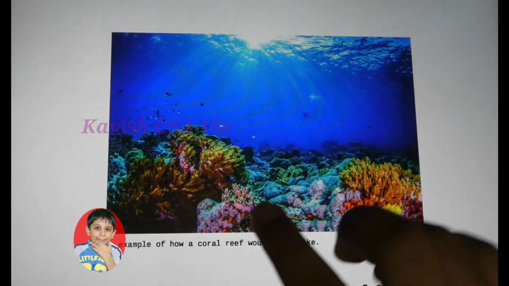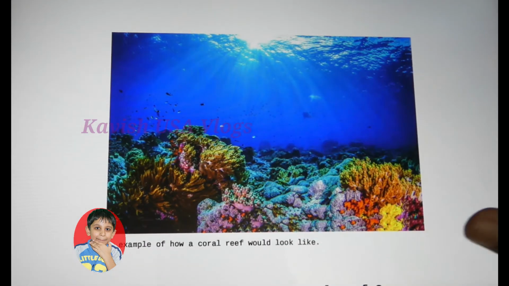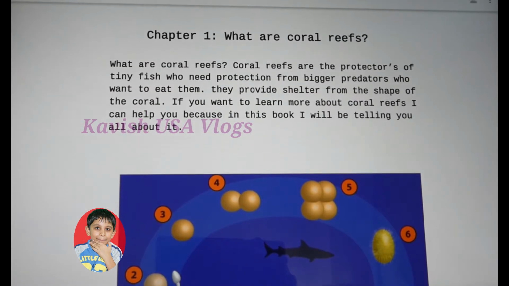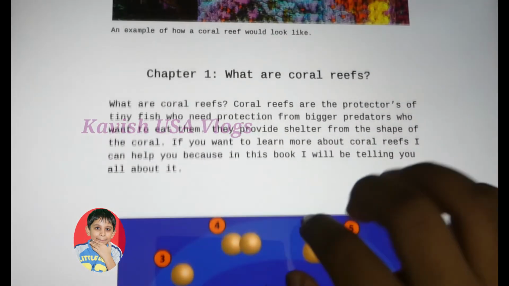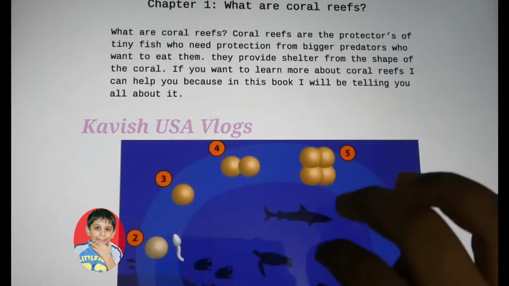Okay, here's a photo that says an example of how a coral reef would look. As you can see, this is a beautiful picture. Alright, chapter 1, what are coral reefs? Coral reefs are tiny fish. What are coral reefs? Coral reefs are the protectors of tiny fish who need protection from bigger predators who want to eat them. They provide shelter from the shape of the coral. If you want to learn more about coral reefs, I can help you because in this book I'll be telling you all about it. This is basically an introduction. Yeah, this is a photo for chapter 2, not chapter 1.